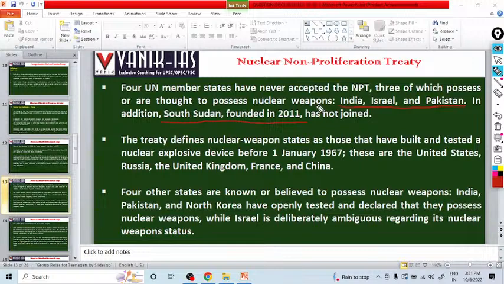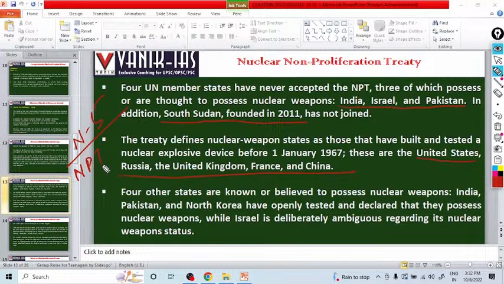The treaty defines nuclear weapon states as those that have built and tested a nuclear explosive device before 1st January 1967. Those are the United States, Russia, the United Kingdom, France and China. Which countries? United States, Russia, UK, France and China. These five countries are popularly called the N5 as per the NPT.